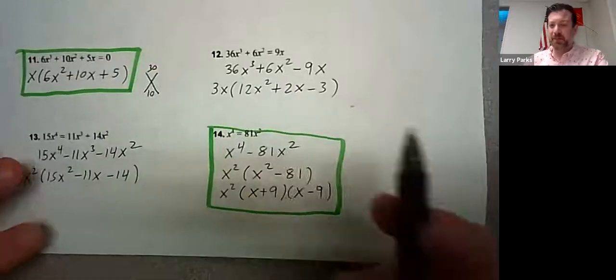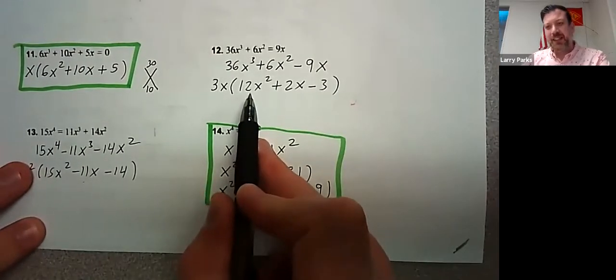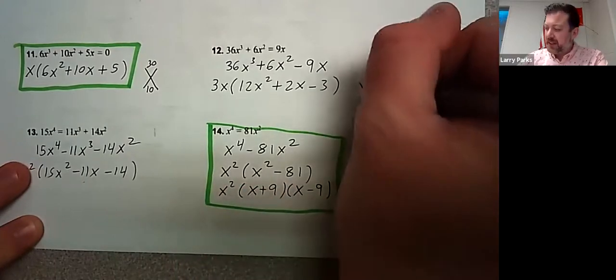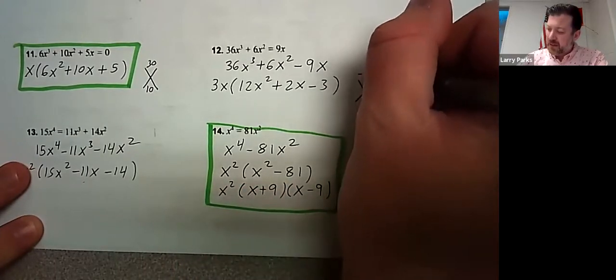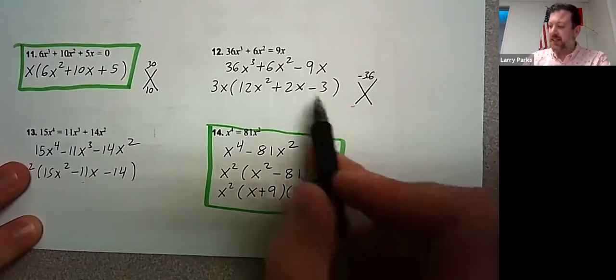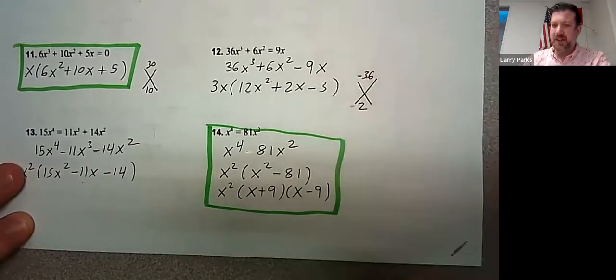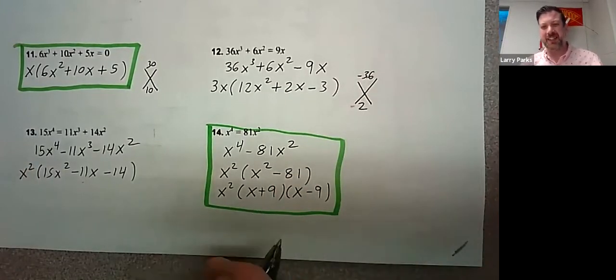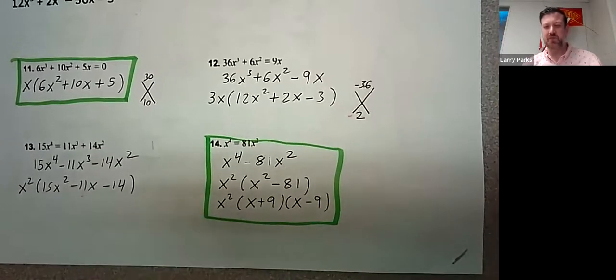Here, again, when it's a quadratic with the leading term besides 1, you take 12 times negative 3. That's negative 36. You want that to add to 2. So what multiplies to negative 36 but adds to 2?